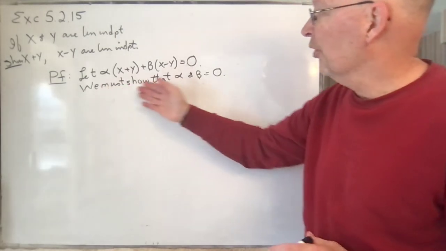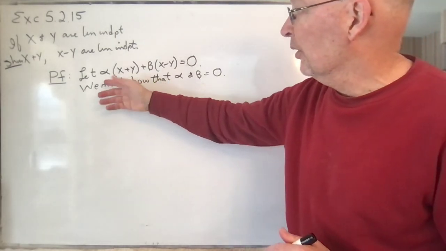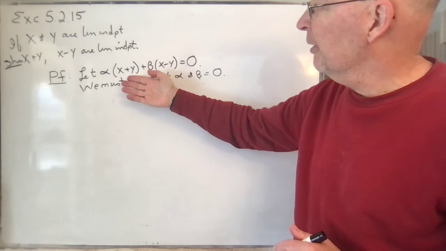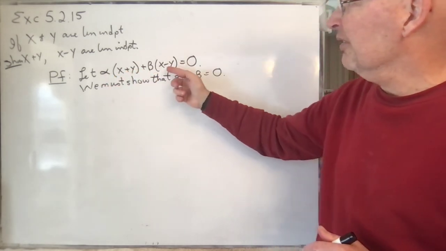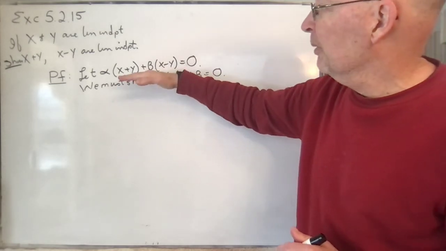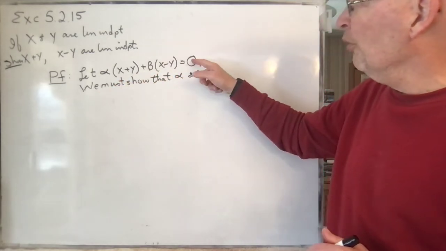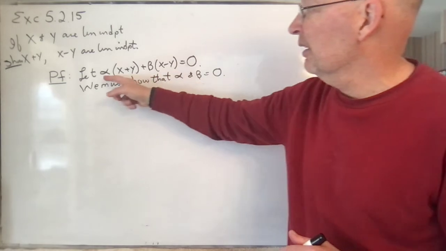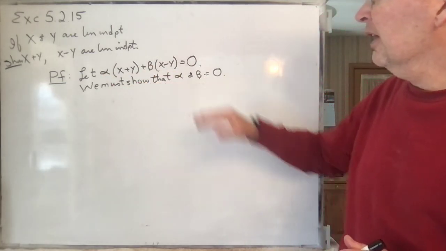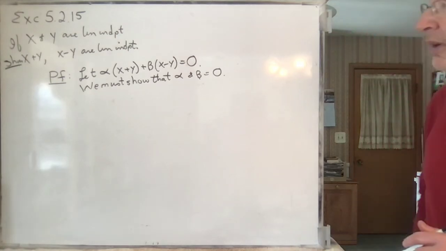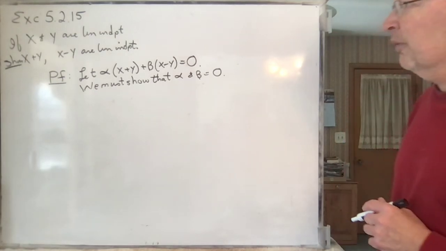Okay, to show that two things are linearly independent, we say a constant times one plus a constant times the other is 0, and in order to be linearly independent, it means that the only way that can add up to the 0 vector is if these two constants are 0. So we must show that alpha and beta have to be 0. Okay, so that's what we have to show. Let's see if we can show it.